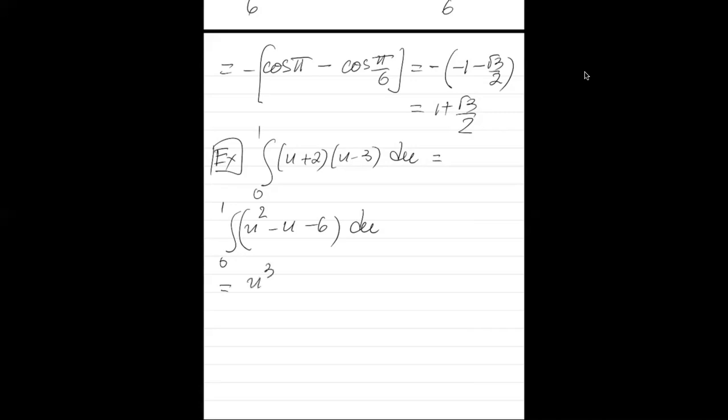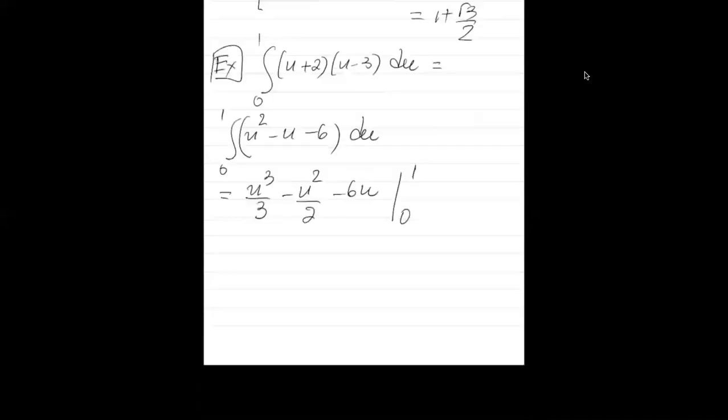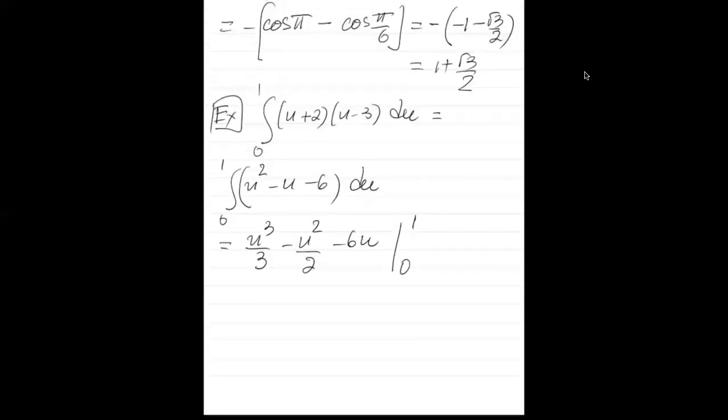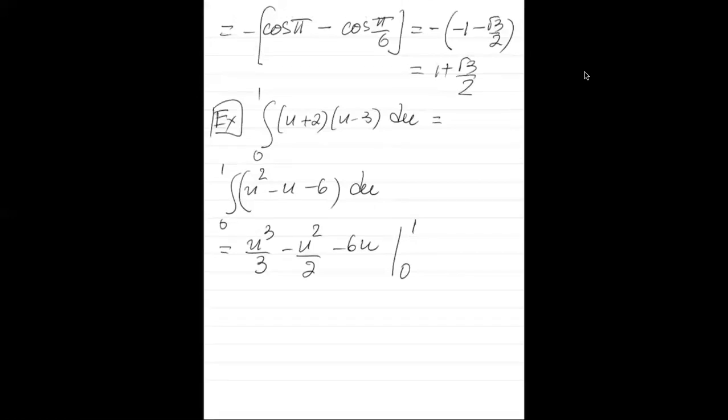So u to the third over 3 minus u squared over 2 minus 6u. Evaluate this from 0 to 1. So first we're going to evaluate it at 1. And so that'll be 1/3 minus 1/2 minus 6. And then we're going to evaluate it at 0. But when we do that, everything will be 0. So that turned out to be negative 37 over 6.